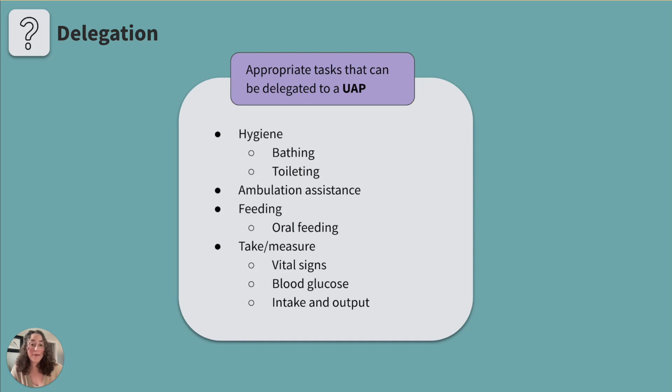Appropriate tasks that can be safely delegated to UAPs include hygiene care, including bathing and toileting, assisting with ambulation or activities of daily living, oral feeding, which is an important distinction. This does not include tube feedings. UAPs can also take vital signs, blood glucose, and intake and output.